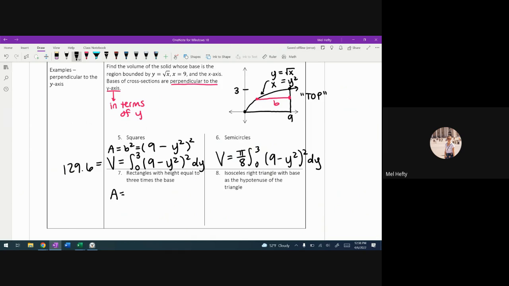All right, with height equal. So we got rectangles, height equal to 3 times the base. We can do h equals 3b here. So when we do base times height, we get 3b squared. Literally the only thing that's going to change, we're going to have a 3 out in front. Thrilling.